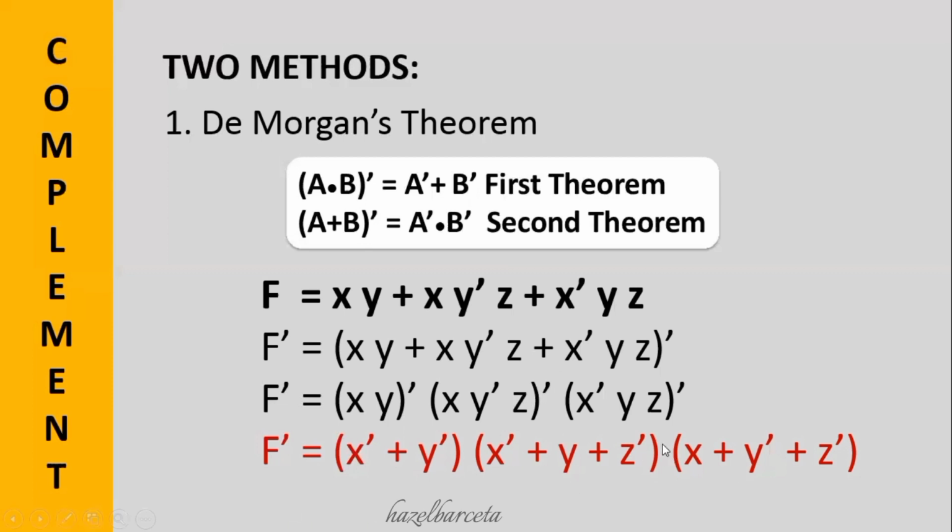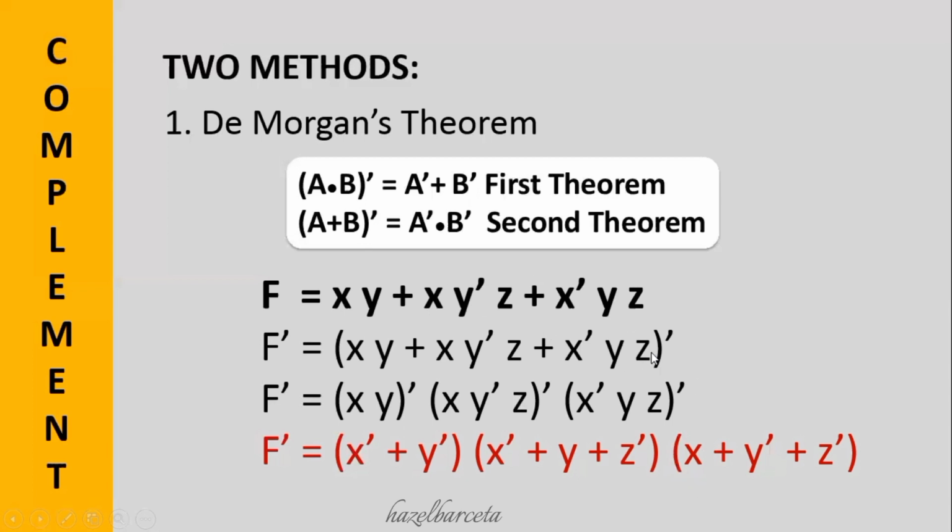Z prime, then times x prime, and another prime. So, double prime, another prime. So, the complement of x prime is x double prime, which is equal to x, y prime, of course, plus z prime. So, this is the answer. This is the complement of the given function. Again, a double prime is equal to a. That is why y double prime is equal to y, x double prime is equal to x. Okay? So that is one method.